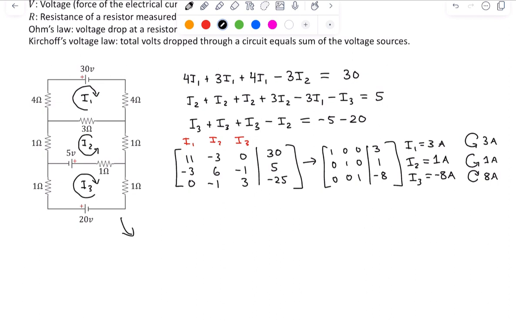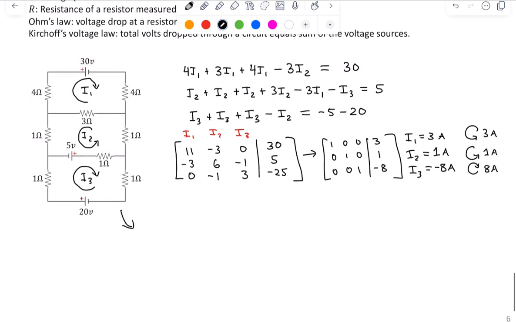Let's see how this affects our equations. So looking at I1, there's still 3 resistors. We have 4I1, 4I1, and 3I1. So that's going to be a total of 11I1. Let's examine the shared resistor right here.